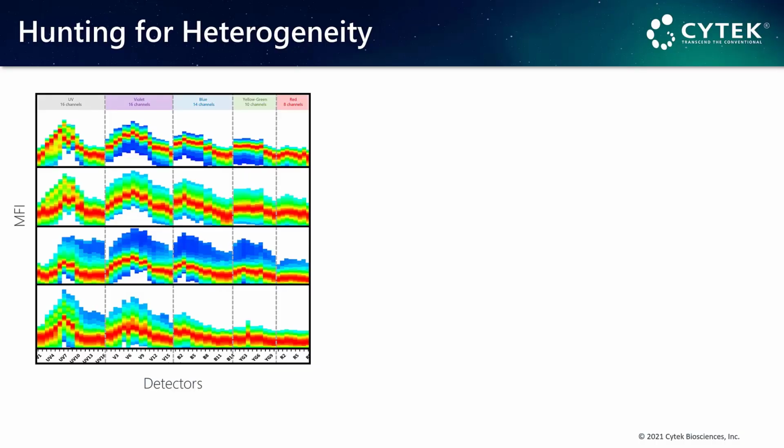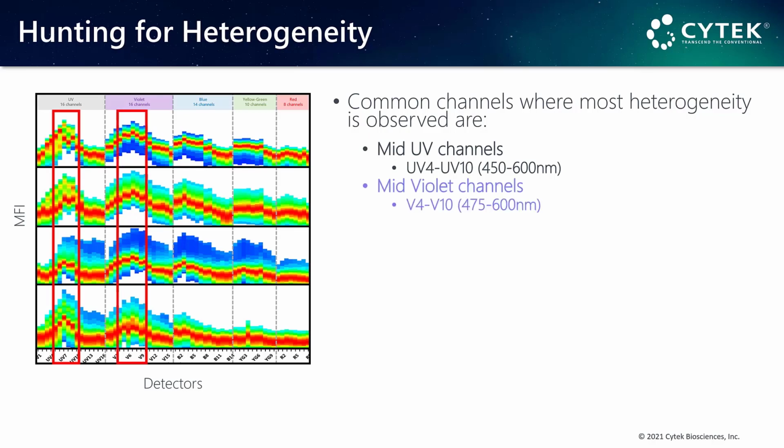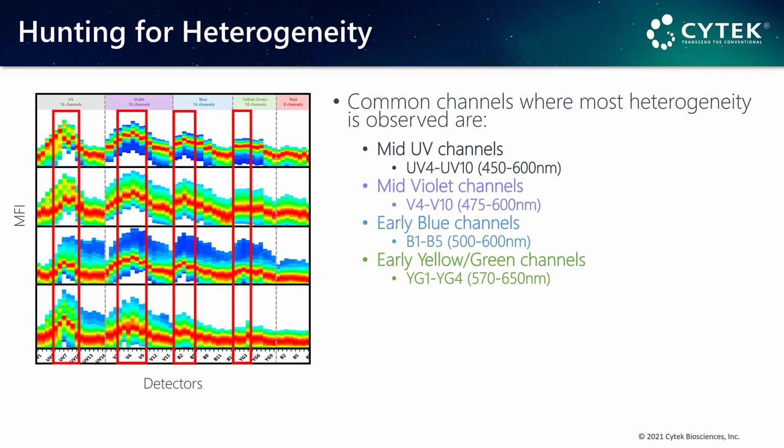Here we have those 4 same samples we just examined. We've stacked them atop one another so that you can see where the autofluorescence characteristics are similar and where they differ. The common channels where most heterogeneity is observed are the mid-UV channels, corresponding to wavelengths of light from approximately 450 to 600 nanometers, the mid-violet channels from 475 to 600 nanometers, the early blue channels from 500 to 600 nanometers, the early yellow-green channels from 570 to 650 nanometers, and finally the early red channels from 660 to 700 nanometers.